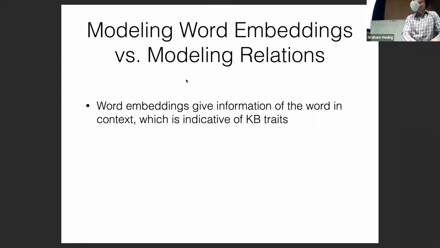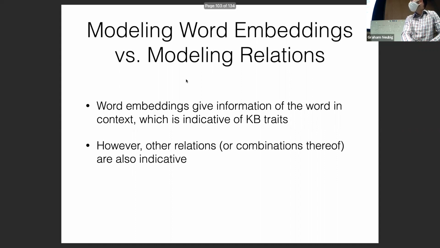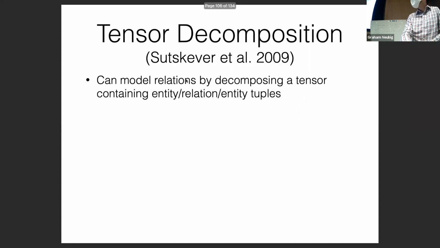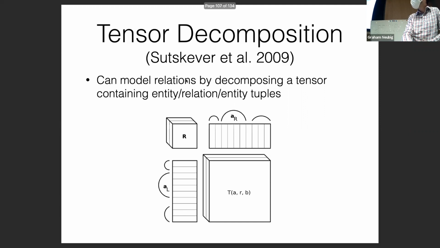One thing to note is that word embeddings give information of the word in context. And these can be indicative of KB traits, but other relations or combinations can be as indicative or more indicative. So it's a link prediction problem in graphs. And one very common way of solving these problems is through tensor decomposition. And the way it works is basically you model relations by decomposing a tensor containing entity relation entity triples.